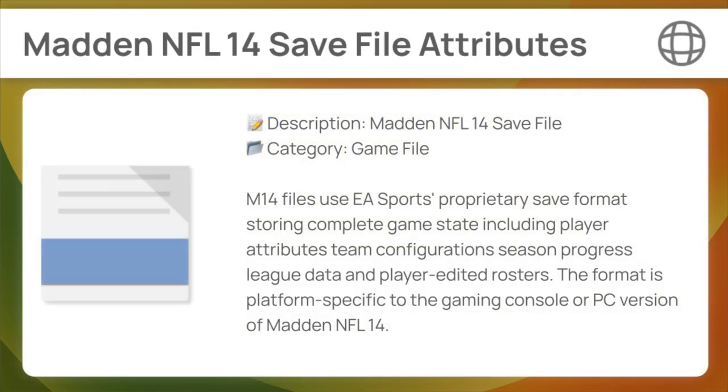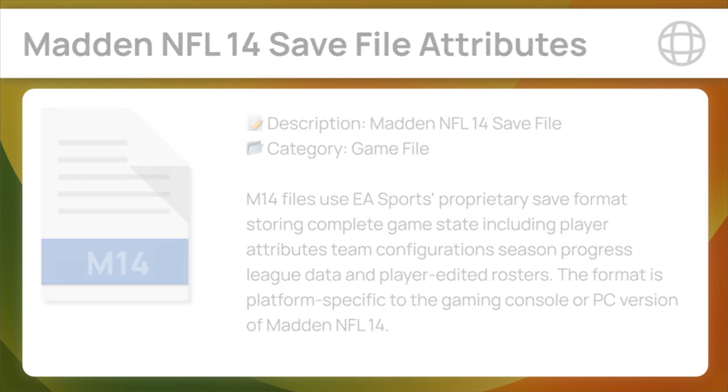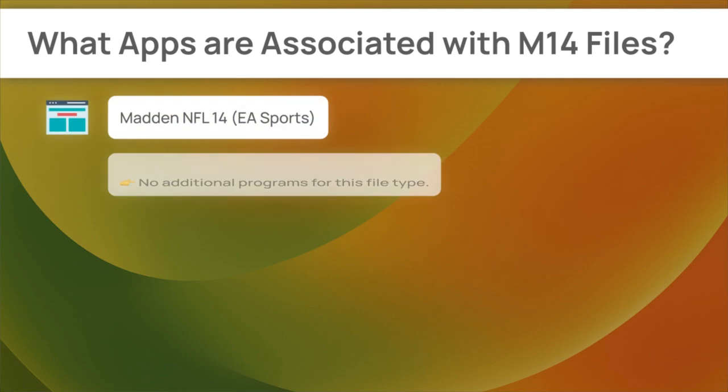M14 files use EA Sports' proprietary save format, storing complete game state, including player attributes, team configurations, season progress, league data, and player-edited rosters. The format is platform-specific to the gaming console or PC version of Madden NFL 14. There's a proprietary link between the M14 format and Madden NFL 14 by EA Sports.